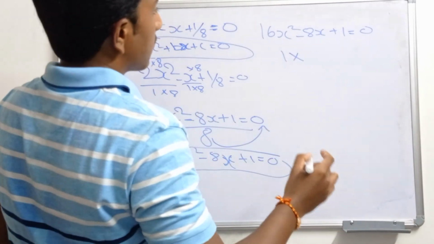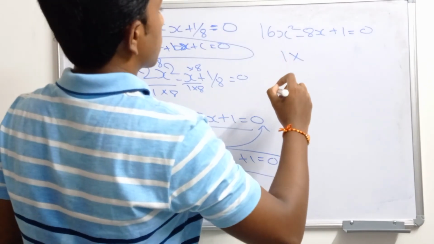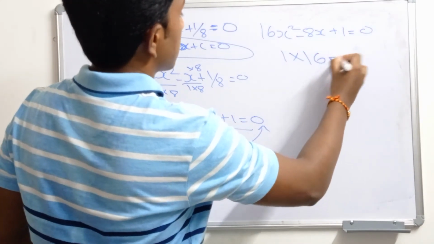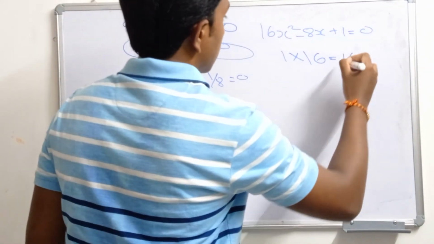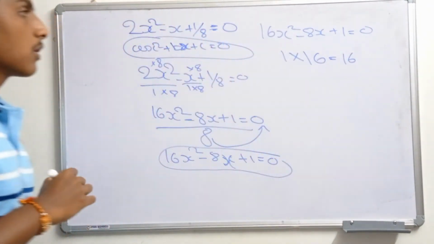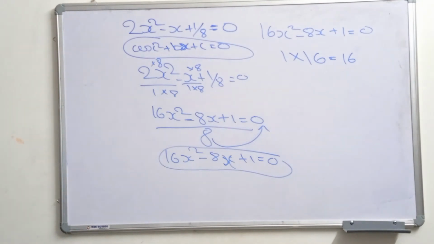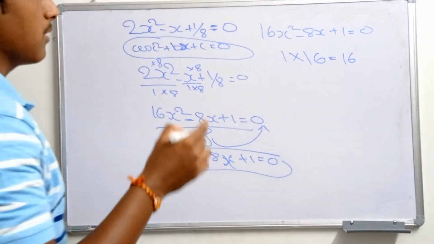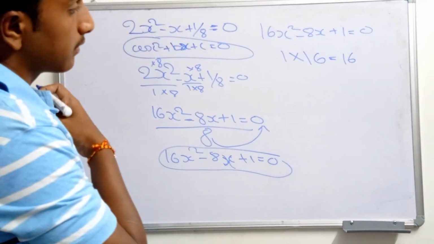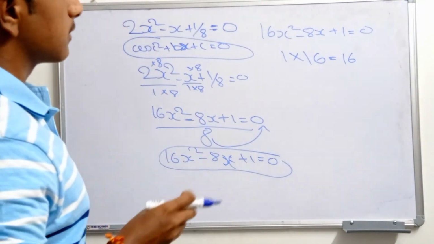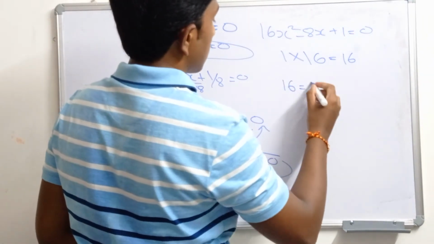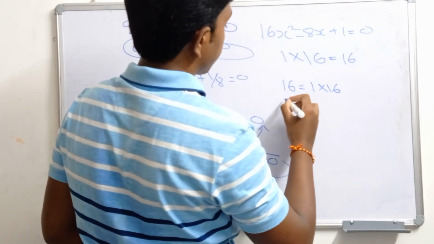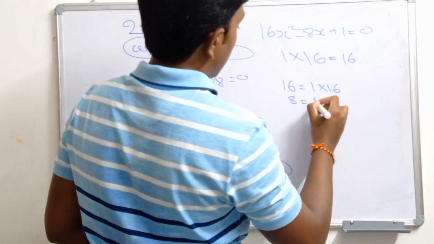We have to multiply the constant term with the coefficient of x square, and that is equal to 16. So 16 is equal to the product of the constant term and the coefficient of x square. Here we have 16. So 16 can also be written as 1 into 16 and 8 into 2.